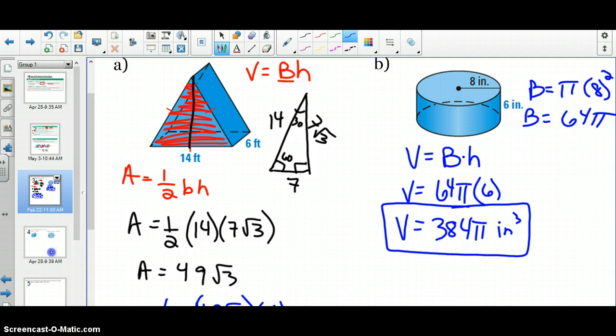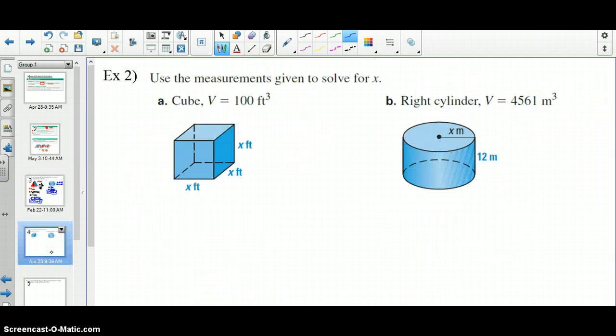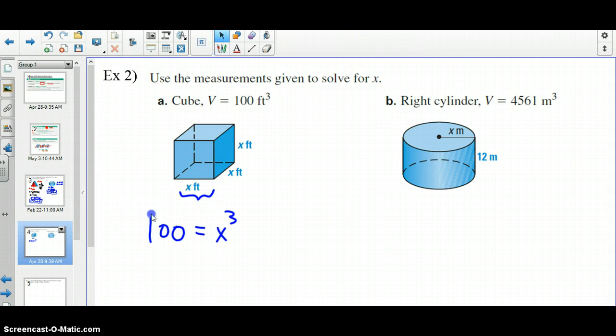Okay, let's talk about going the other direction. Let's say we have the volume and we want to find one of the dimensions of the shape. So here in our example 2a, we have a cube. We know that the volume of a cube is just the side length, or one of the dimensions, cubed. So for this situation, we have our dimension being x by x by x. So 100 has to equal x cubed. Now, ask yourself what you would do to get x by itself. Right now it's being cubed. What you would do is take the cube root on both sides.